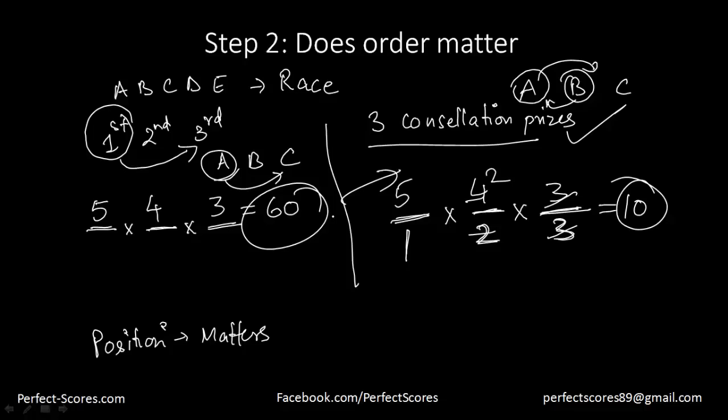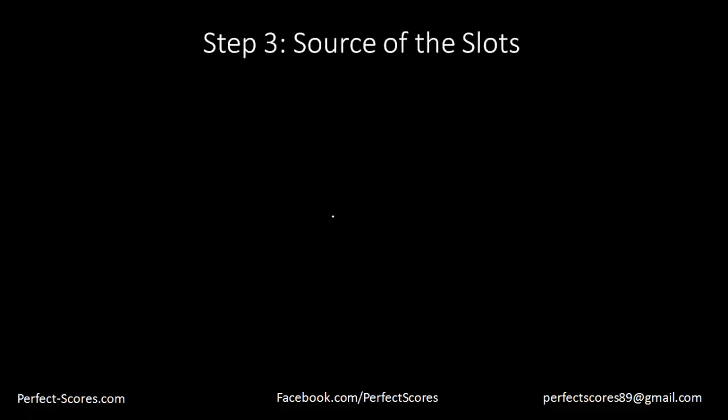I'm going to move on to my last complexity, which is the source of slots. Now suppose I give you this question: I'm going for a buffet dinner. I have 3 types of main courses, 3 different types of main course dinners are there, different dishes, and I have 4 different types of desserts.